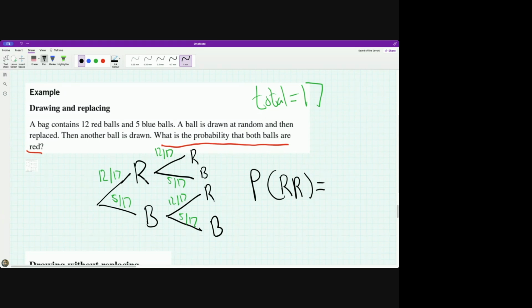So the pathway that I see being red is 12 over 17 times 12 over 17. And that's 144 over 289. And if we're comparing, sometimes decimal is easier. So let's go with 0.498.